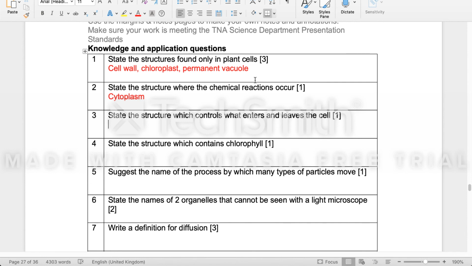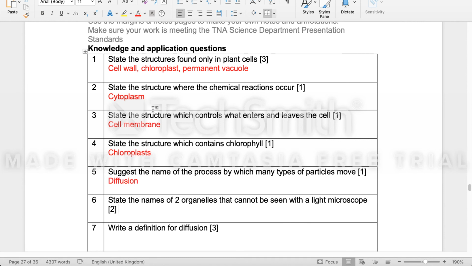Number 3, state the structure which controls what enters and leaves the cell. This is the cell membrane. Number 4, state the structure which contains chlorophyll. All right, that should be a dead giveaway to the organelle chloroplasts. Number 5, state the process, or suggest the name of the process by which many particles move. And this is what we've been talking about all day today, is diffusion.